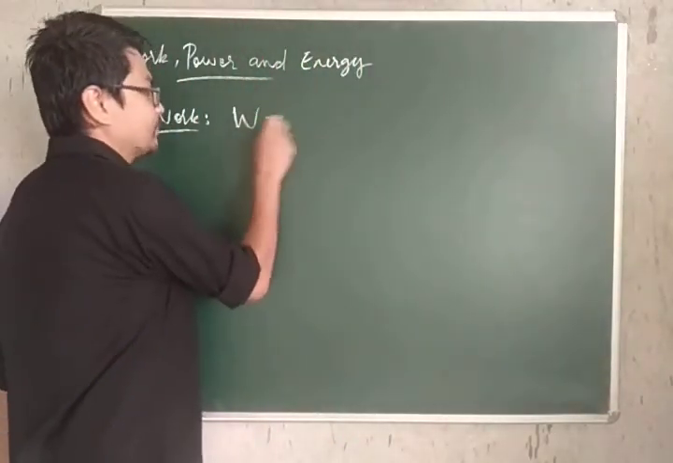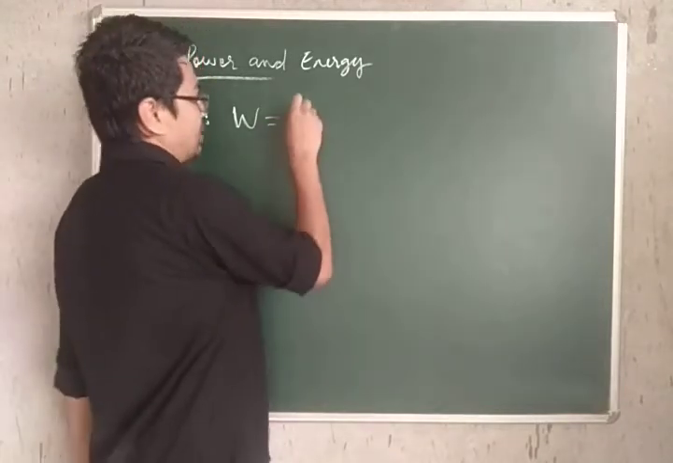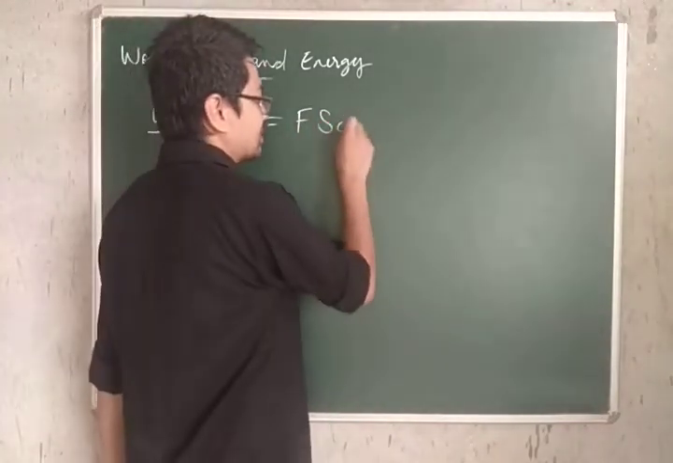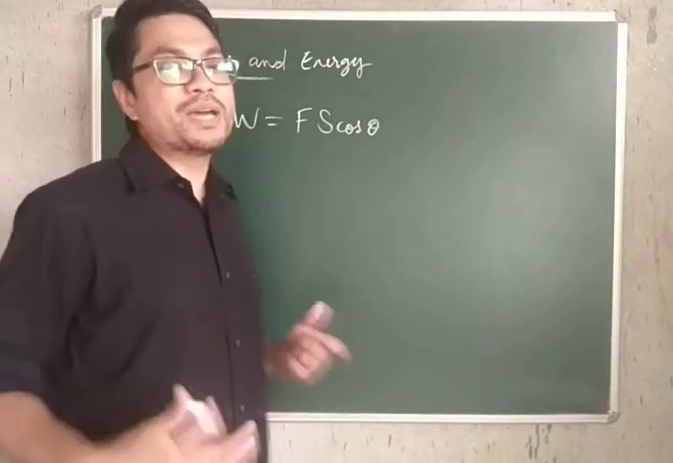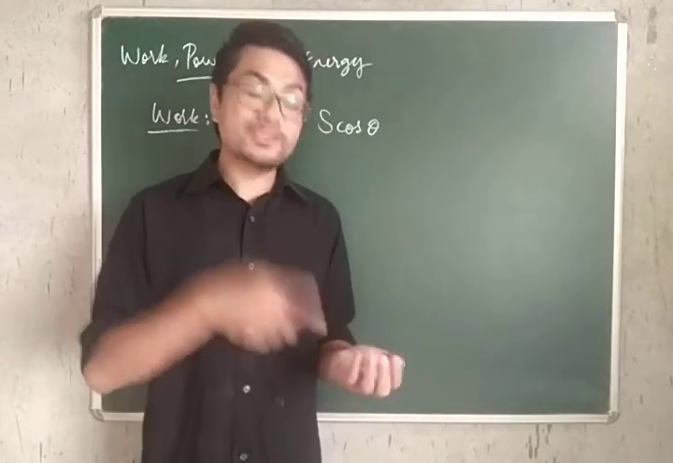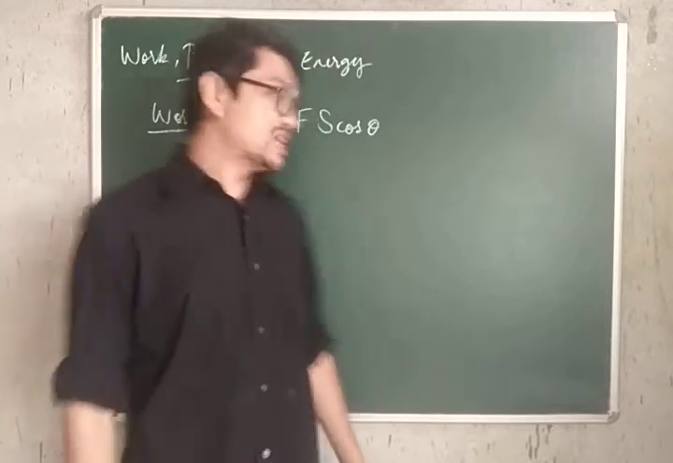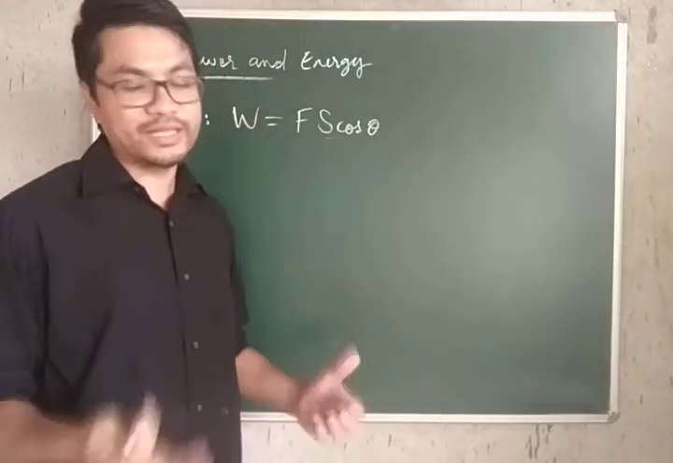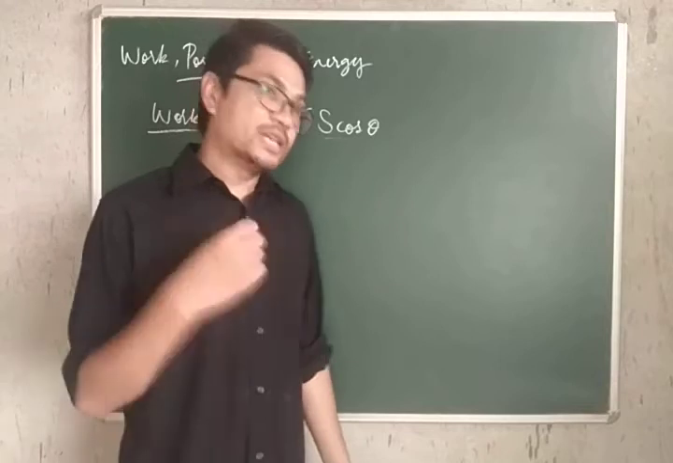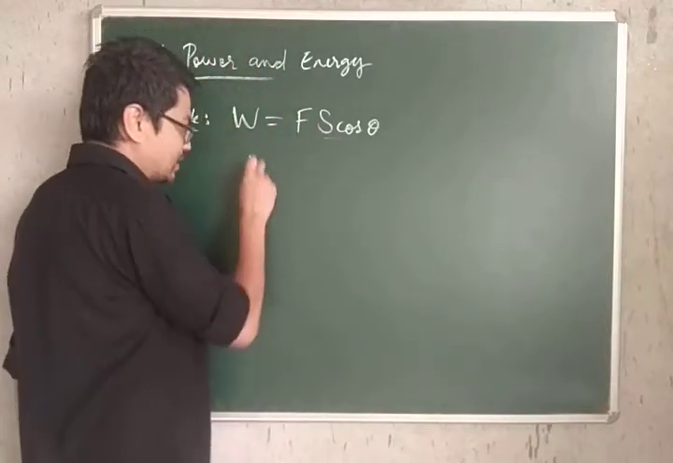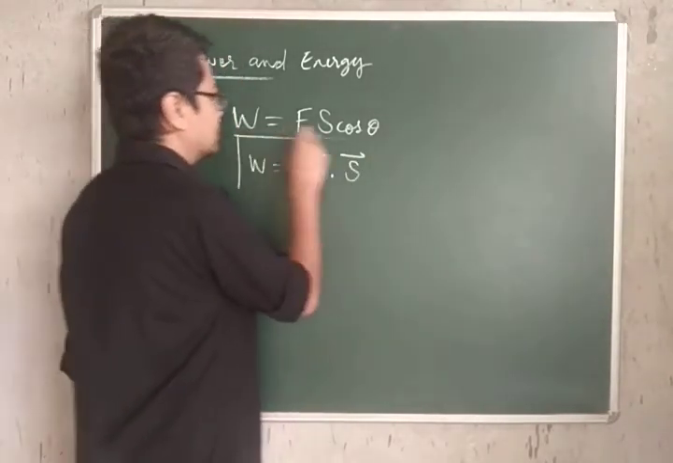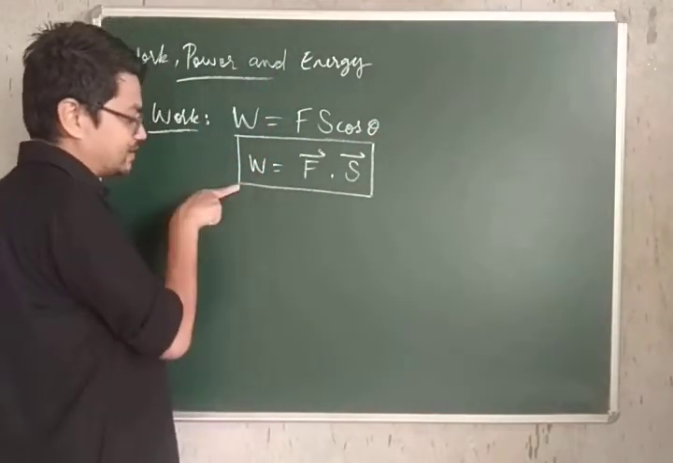If W is work done, it is the product of the force acting, F, and the displacement S produced in the direction of the force. We measure work done by multiplying the force acting on the body and the displacement produced in the direction of the force. So S cos theta is the displacement in the direction of the force, where theta is the angle between the force and the displacement. Since both force and displacement are vectors, work done can also be written as F dot S. So to say, work done is the dot product between the force and the displacement.